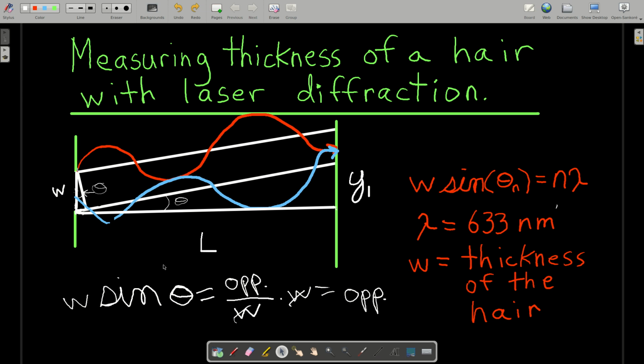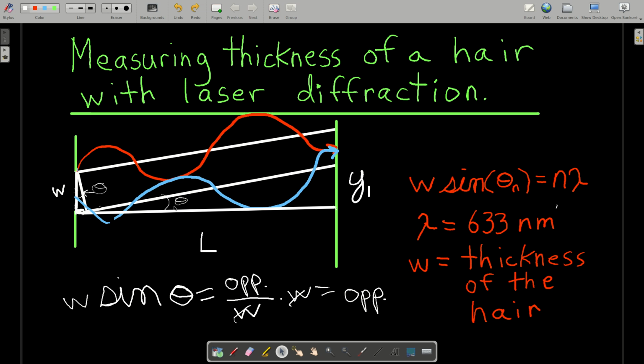So this is part 2 of the video explaining the calculations for measuring the thickness of a hair with a laser diffraction lab. Alright, so we've shown how we can use W sine theta sub n is equal to n times the wavelength lambda. Now we're going to look at this big triangle here. The idea is that this big triangle, there's theta, one of the sides is L, one of the sides is y1, is similar to this small triangle over here that has W as one of its sides, and so it's the same theta.